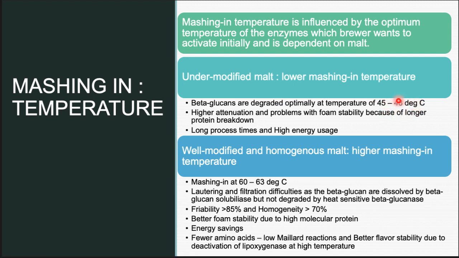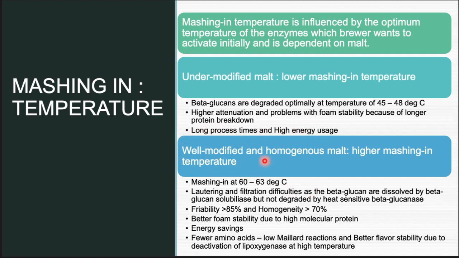degrees centigrade. However, proteolytic enzymes are also activated at this temperature and hence lead to exhaustive breakdown of higher and lower molecular weight protein, which affects the foam stability. Brewers need to preserve longer chain protein for better foam stability. At lower temperatures, some beta-amylases are also activated and hence lead to higher attenuation and a more dry beer. When mashing in starts at a lower temperature, it takes a long process time and uses high energy.